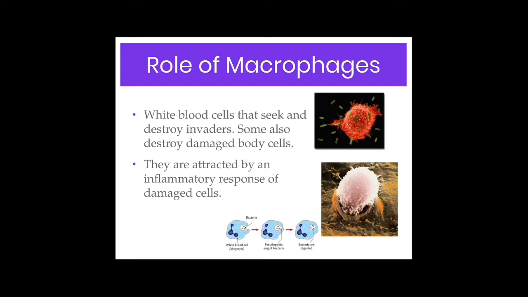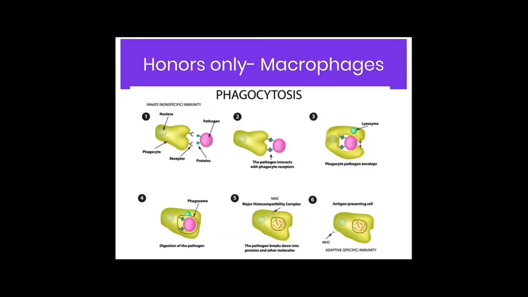So how do they get to this point? How do they get to the area where that bacteria is? How do they know where to go? So they're attracted by inflammation. So when the blood vessels get larger in that area, they're attracted to that area.